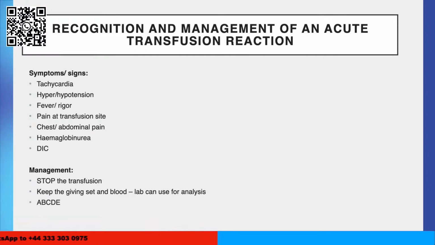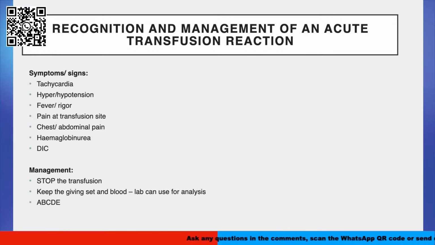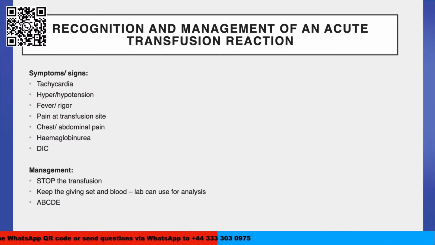Recognising and managing an acute transfusion reaction. This can be difficult if the patient's anaesthetised. It's going to be difficult for them to tell you if they feel unwell. But things to look out for are tachycardia. They can become hyper or hypotensive. They may develop fever or rigors. There may be pain at the transfusion site. They may have chest or abdominal pain. You may notice hemoglobinuria, or they may start to show signs of DIC.